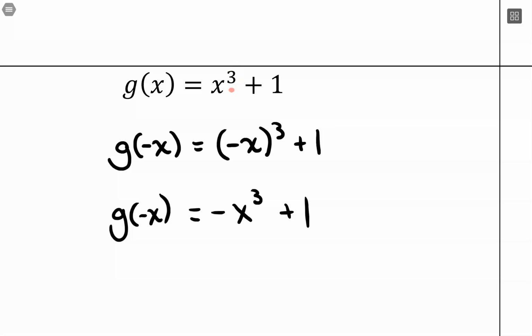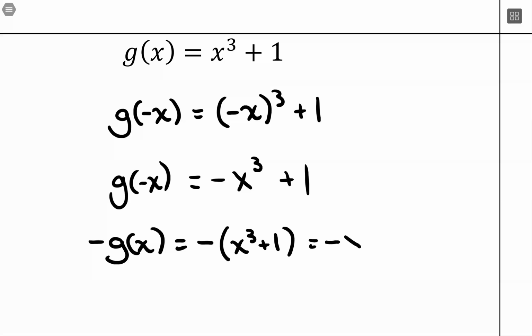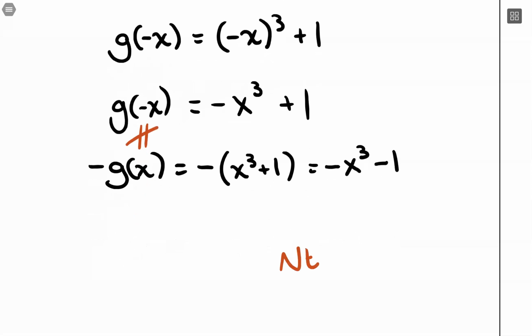Here, odd exponent, but something special is going to happen with this plus 1. So let's see what happens when we look at negative g of x. So that's where you would take negative 1 times this whole x cubed plus 1, and distributing that negative in, it would be negative x cubed minus 1. So to have these two be equal, we're missing our sign on that plus 1, minus 1. Those aren't matching up. So those are not the same. So this just shows that it's not even, it's not odd, so we would just say neither.